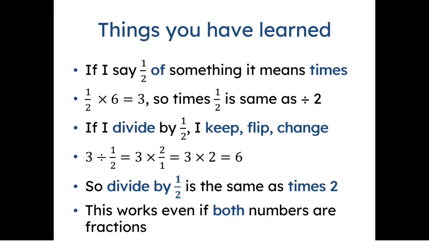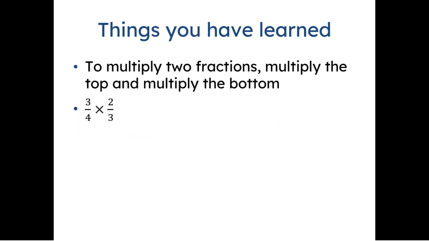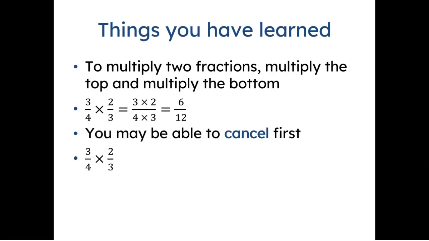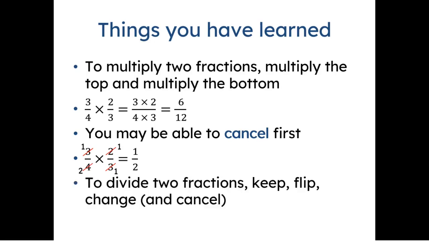And this works even if both numbers are fractions. So multiplying them, we multiply the top and the bottom. So I get 3 times 2 over 4 times 3, is 6/12, which I maybe have to simplify. Better still to cancel first. Here I've got 3 on the top and bottom, they will cancel, and 2 on the top and 4 on the bottom. So I can divide both by 2 and get 1 and 2, and I get 1/2. Don't even need to simplify.